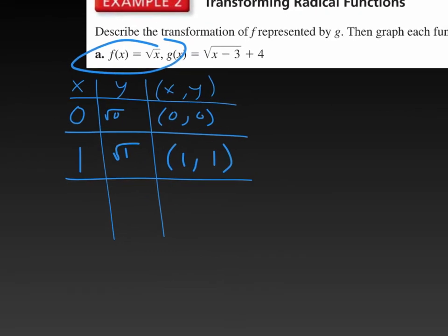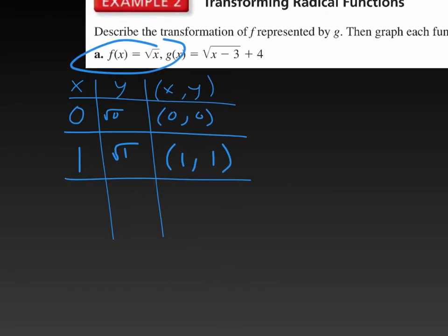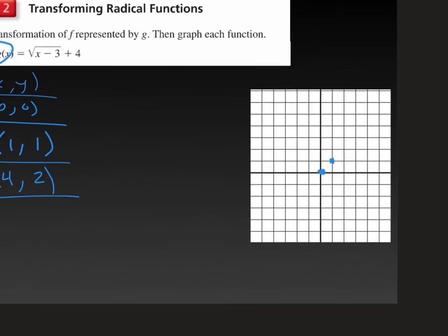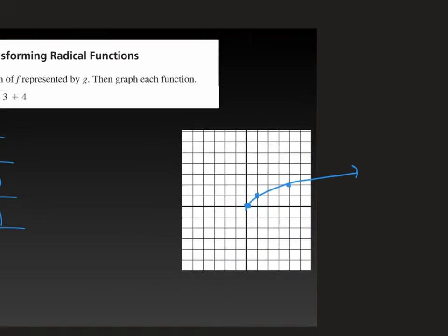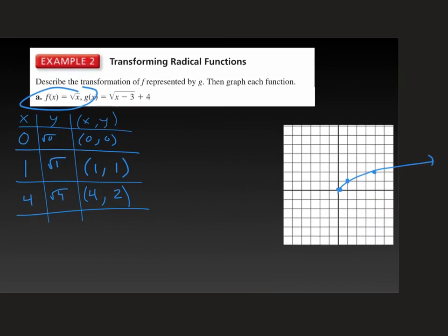And then what's another number we can plug in that would give us a nice whole number to work with? 4. Awesome. 4 is the next number that's a perfect square root that we would get a whole number. So what's the square root of 4? 2. So we have our next point as 4, comma 2. So we're going to go to the right 4, up 2. Once we have our 3 points, we can draw our little curve. So this is our parent function. This is the graph of f of x, the square root of x.